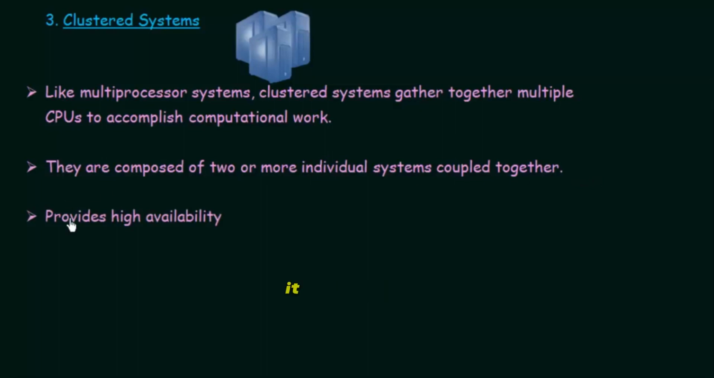So this system provides high availability. Now you may have already guessed why it provides high availability. That is because we have more than one system coupled together. So even if one fails, the rest of the systems together can take care of the task that was being accomplished by the one that failed. So you do not have a complete system failure even if one or two fail, because there are others that can take care of the system. So the chance of complete failure is very less. That is why we say that it provides high availability.